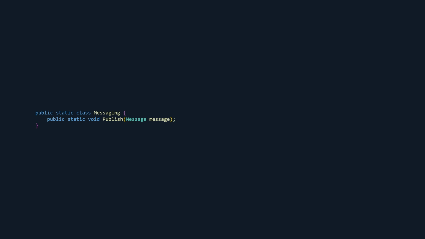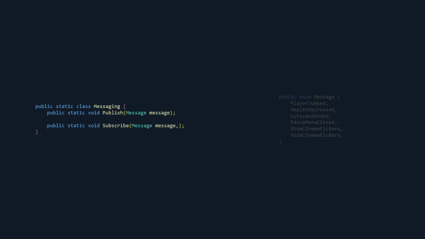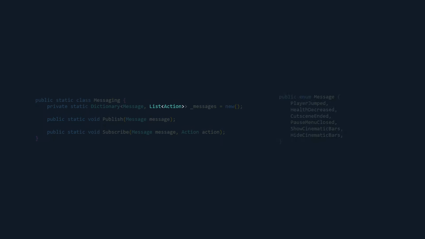Okay, but what's a message? Let's keep it simple and make it an enum. As we create new messages, we just add new members to the enum. We also want to be able to subscribe to messages and to react with specific actions. In order to keep track of messages and actions, we'll introduce a dictionary of messages to list of actions.